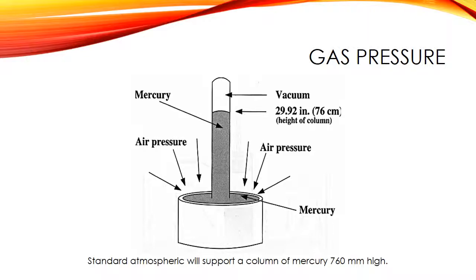So when you see the unit millimeters of mercury, what it's referring to is a gas pressure, or a pressure period, typically gas pressure, and it's talking about how high the gas could support a column of mercury. If we are at standard atmospheric pressure, it will support a column of mercury 760 millimeters high. That's what we're showing here. 76 centimeters would be 760 millimeters. So we would say here that the atmospheric pressure is 760 millimeters of mercury.